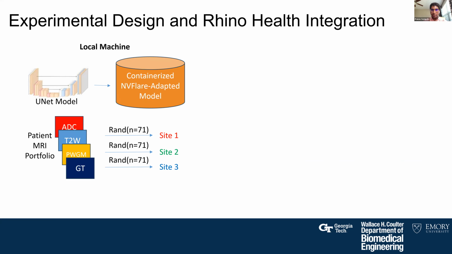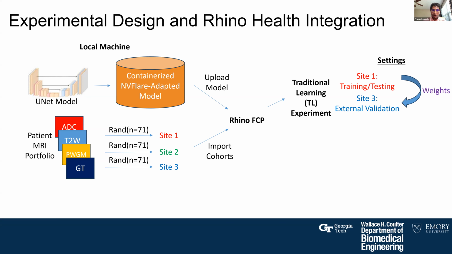Our project began with the development of our UNet model for prostate tumor segmentation. After developing and error-proofing this UNet model, we containerized and NVIDIA FLARE adapted the model so that it could be integrated into the Rhino FCP. Each patient's MRI portfolio from the PICAI dataset was assigned into a randomly determined site, which was then imported as separate cohorts into the Rhino FCP, specifically sites 1 through 3.